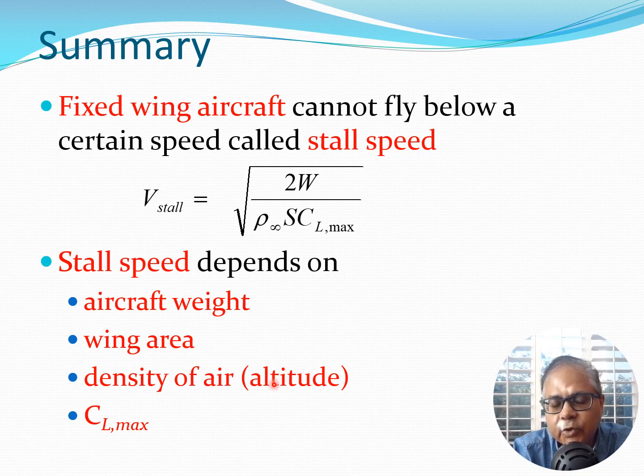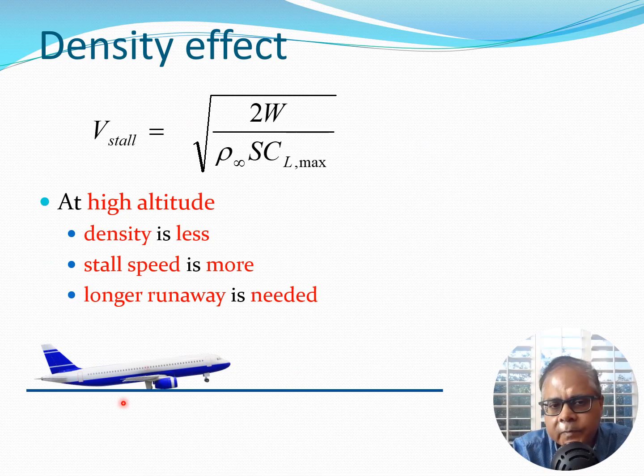So the behavior is going to be different. For example, at sea level compared to if you are taking off in a mountainous region or on some high plateau. And also, of course, it depends on CL max, which is something which we are able to control using the flap and the slats. So let's look at each of these effects separately.